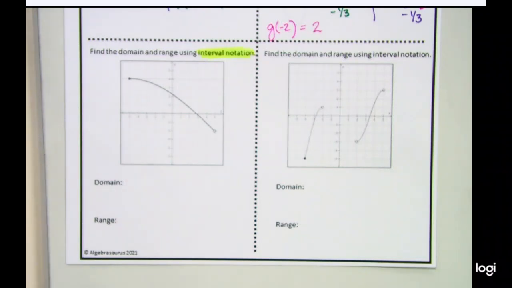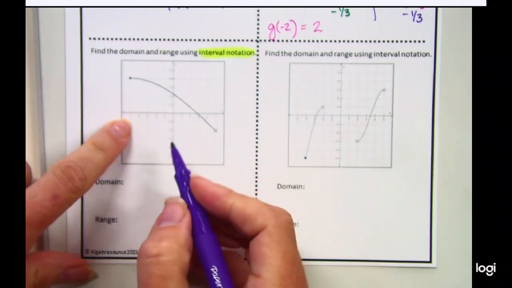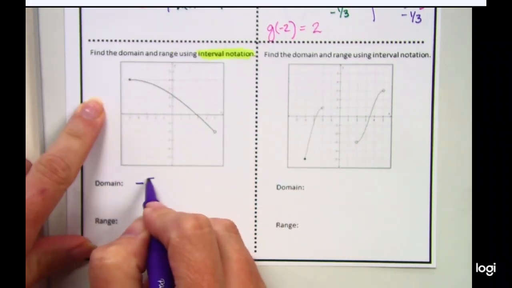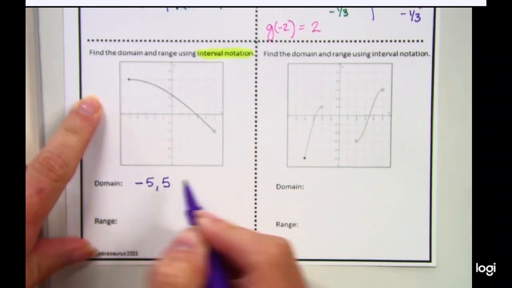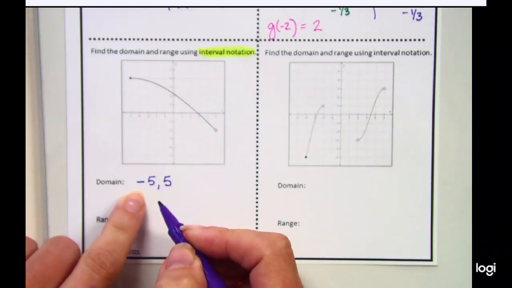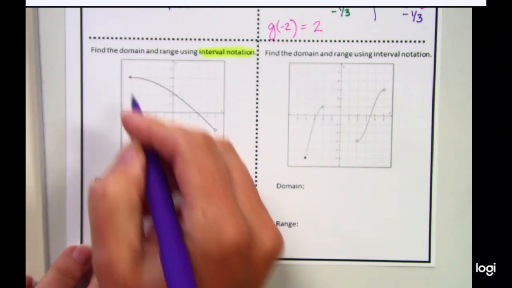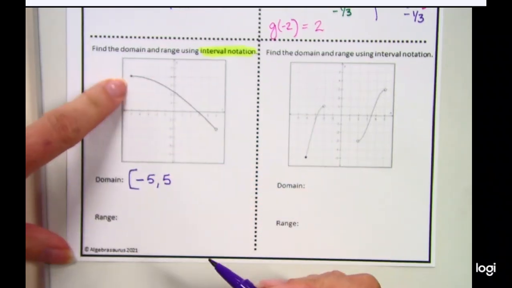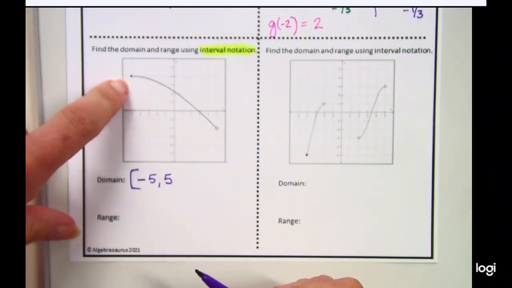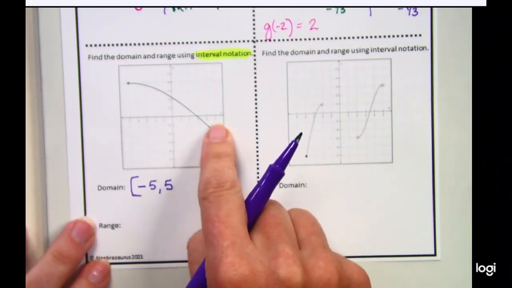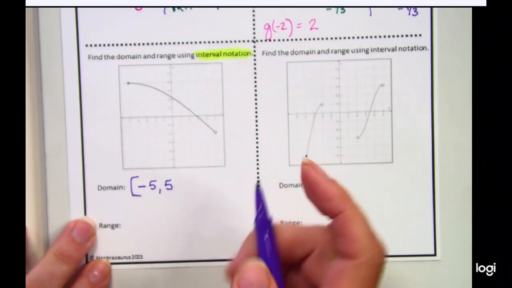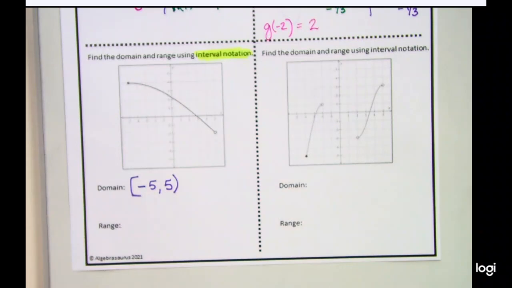So my domain is what? Can't even see what those values are on that board. My domain is in between what? -5 and +5, thank you. Bracket or parenthesis on -5? Bracket, because it is a closed dot, it can equal it. And on 5, what do we have? Parenthesis. Good.